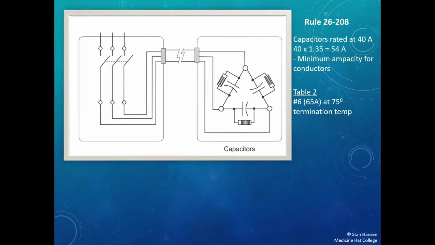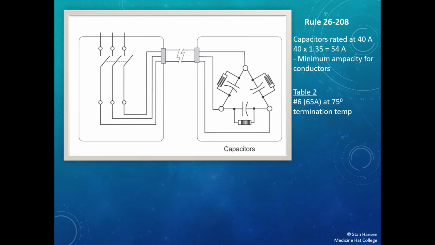In order to size the conductors, I had to look at Rule 26-208 Subrule 1, which says the ampacity of the capacitor feeder circuits and branch circuits shall be not less than 135% of the rated current of the capacitor, and that's to allow for that inrush and discharge current. If, for example, I had a capacitor bank that was rated at 40 amps, I would have to take that 40 amps of rated current, multiply it by 1.35 to allow for my inrush current, and I get a value of 54 amps. This is the minimum ampacity my conductors must safely be able to carry.